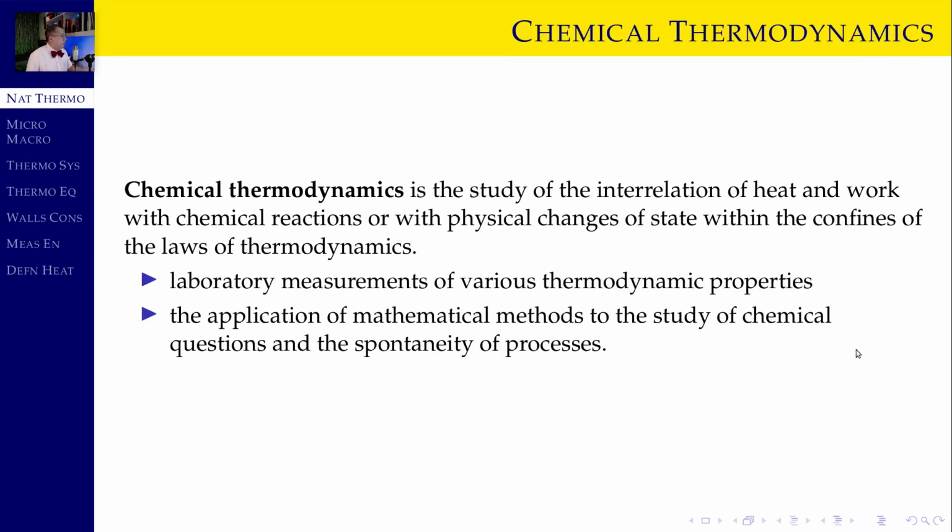So now, what is chemical thermodynamics? It is the study of the interrelation of heat and work with chemical reactions and with physical changes of state within the confines of the laws of thermodynamics. And the energies that we will study are the ones that can be measured in the laboratory. So laboratory measurements of various thermodynamic properties and the application of mathematical methods to the study of chemical questions and the spontaneity of processes. So chemical thermodynamics is usually associated with a lot of mathematical equations.